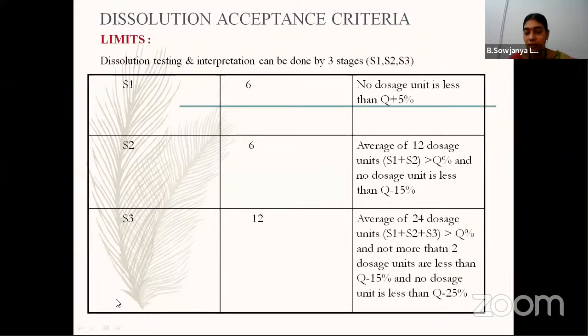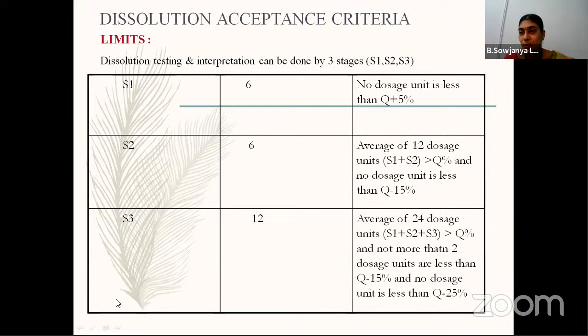In the case of the second stage, an average of a total of 12 dosage units are to be taken. The 6 from S1 and 6 tablets in the second stage, so the average of 12 dosage units. No dosage unit is less than Q minus 15% variation, so not less than 85% of the drug is to be dissolved here. If it also fails, then go for the third trial.